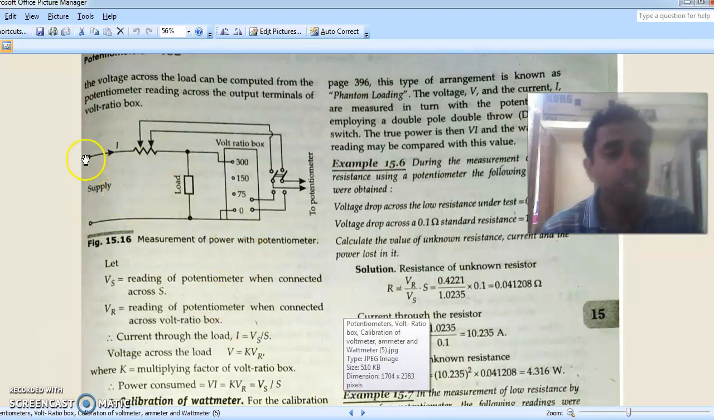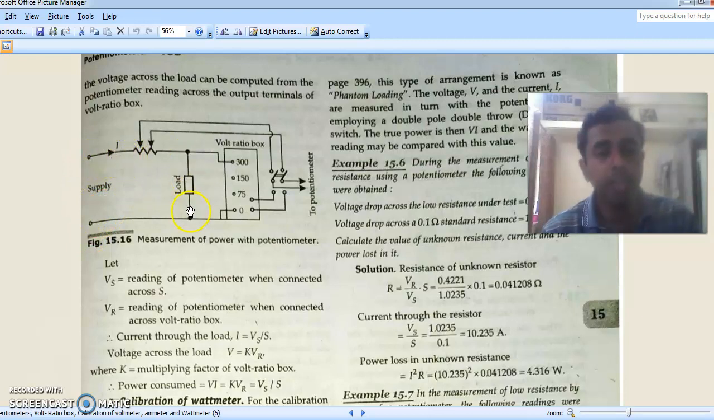We have a supply. This will be a stabilized supply which supplies a current, and we have a load also. The voltage drop across the load is given to the volt ratio box, and the output of the volt ratio box is given to the potentiometer. This is the same procedure that we followed for the calibration of the voltmeter, and this is the same procedure that we have seen for the calibration of the ammeter. We have a standard resistance, and the voltage across the standard resistance is taken to the potentiometer.